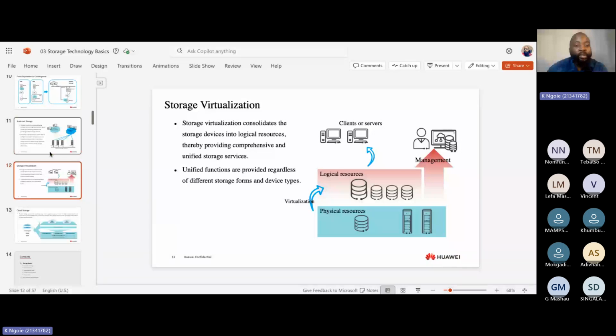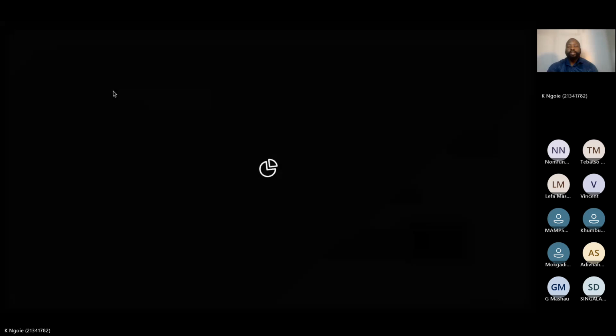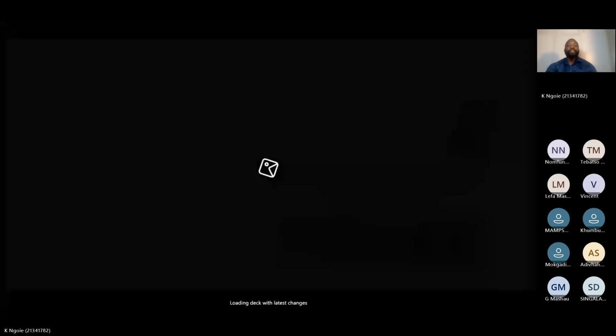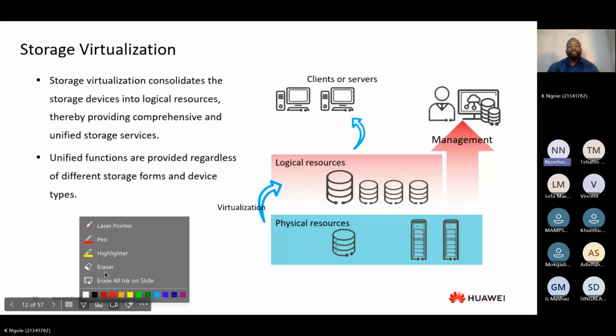Okay, so we can continue with storage virtualization. So what we do here, we consolidate the storage devices into logical resources. All right, I hope you guys can see my screen, right? Are you guys able to see it now? Yes, we can.